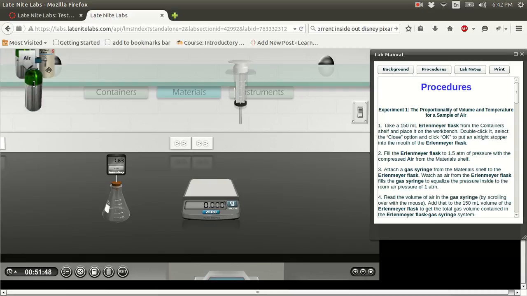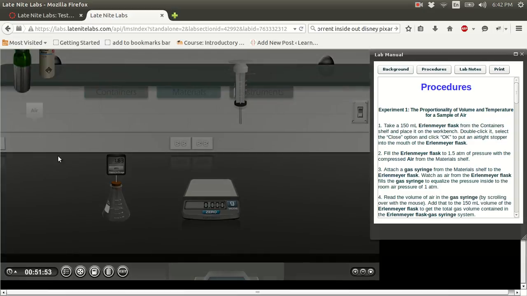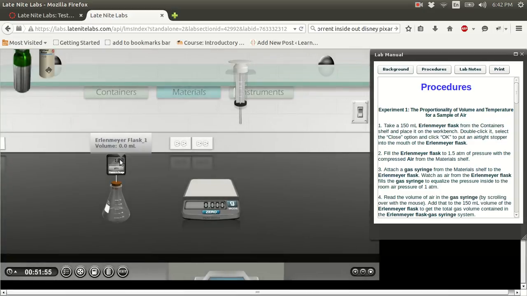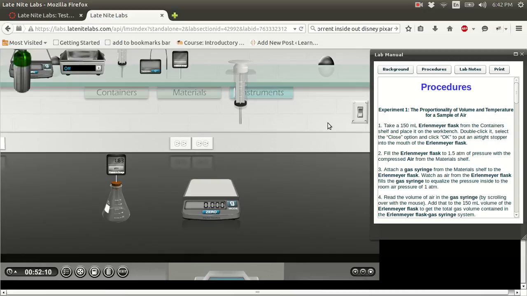Notice that when I added, it didn't add the pressure. It just set the pressure to the new pressure. That's how it behaves here. That's also how it behaves in the real world, by the way. But that's a digression. All right. So now, what's next? Oh, yes, the syringe. So I add the syringe.